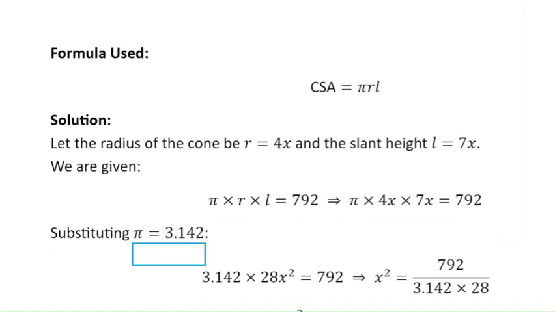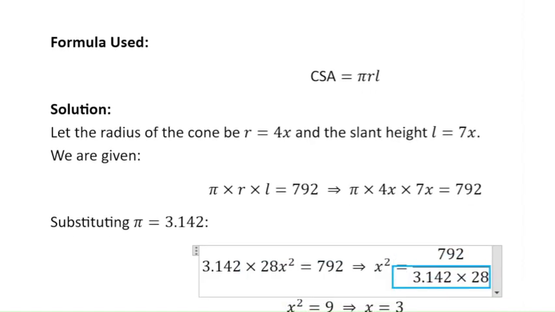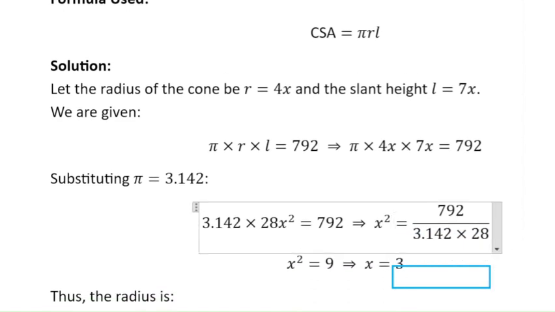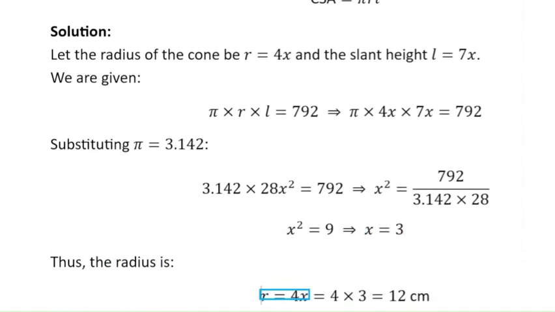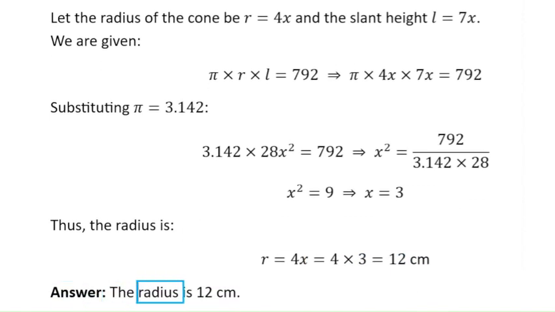Substituting π equals 3.142, 3.142 times 28x squared equals 792, which implies x squared equals 792 over 3.142 times 28, so x squared equals 9, which implies x equals 3. Thus, the radius is 4x equals 4 times 3 equals 12 cm. Answer: the radius is 12 centimeters.